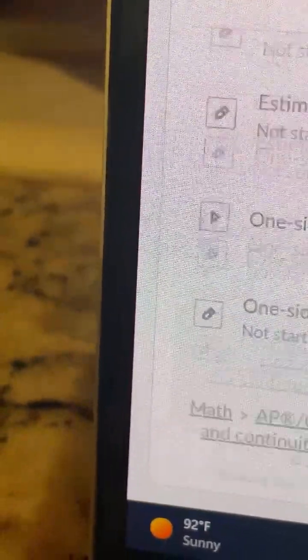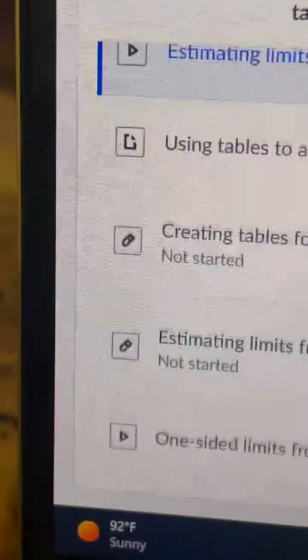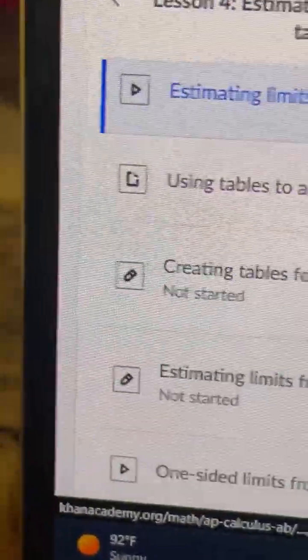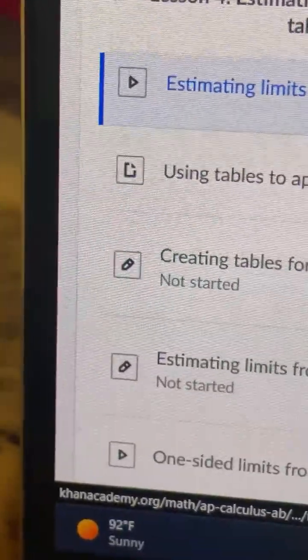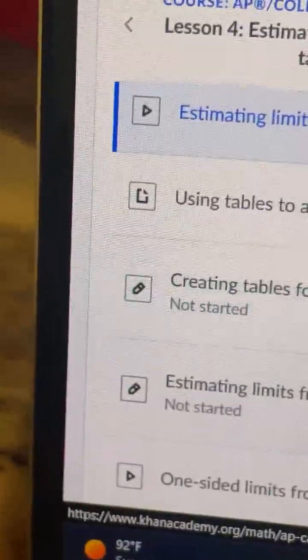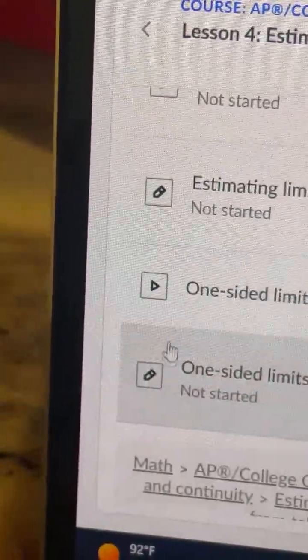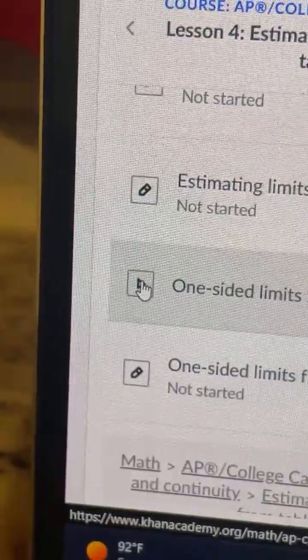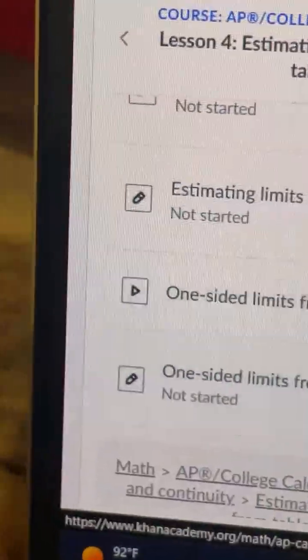We're both engineering. Okay. This is an article. This is an exercise. And this is video, and this is exercise.